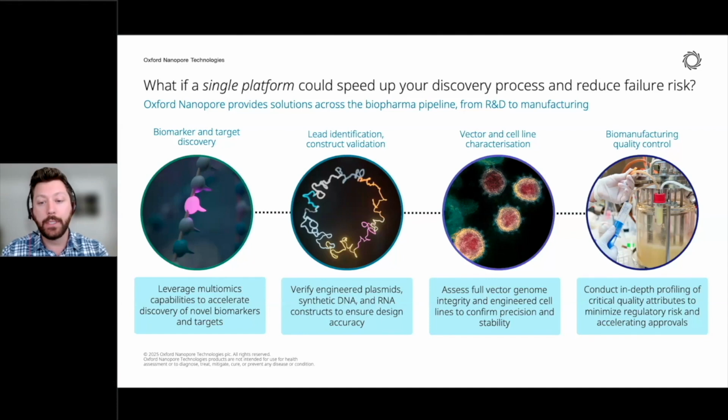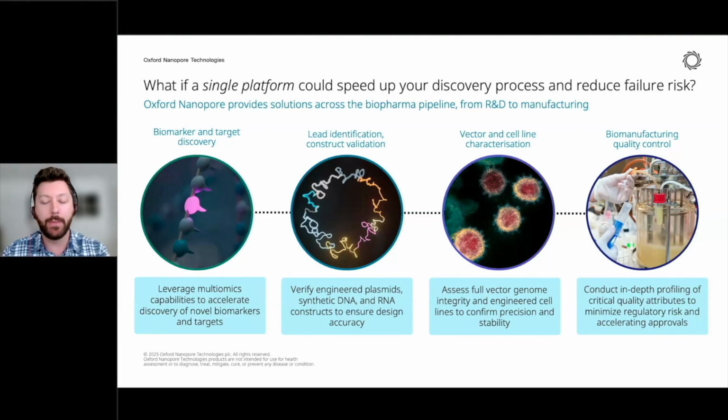Now, as we move into lead identification and construct validation, our platform supports verification of materials such as engineered plasmids, synthetic DNA, and RNA constructs, ensuring design accuracy and preventing costly errors downstream. In vector and cell line characterization, we enable full-length genome analysis of viral vectors like AAVs or lentivirus, which we'll hear more about today, and supporting engineered cell line validation, helping confirm stability and transgene integrity.